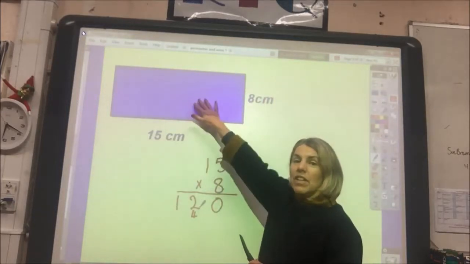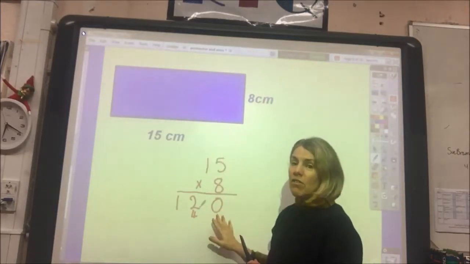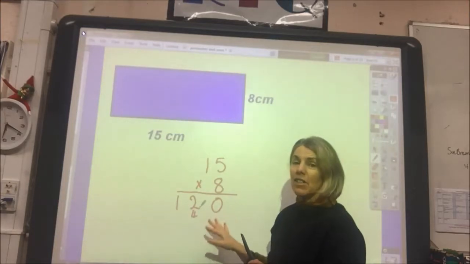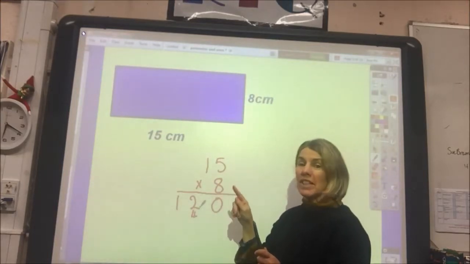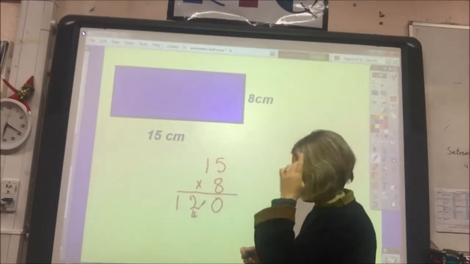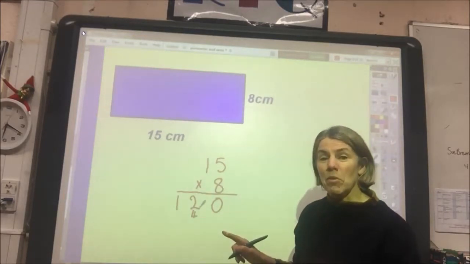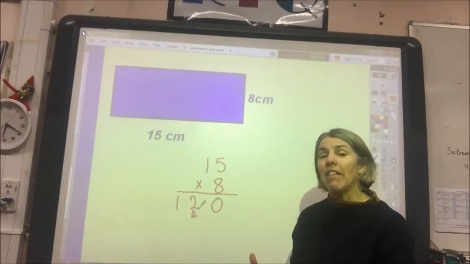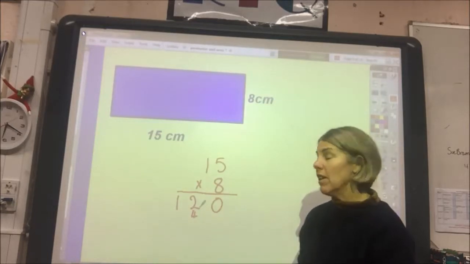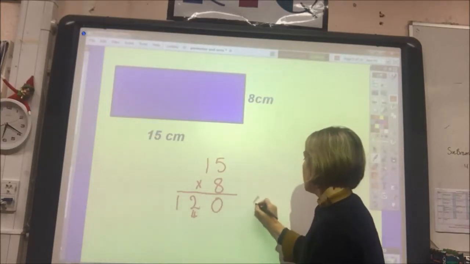That means that within this big rectangle we have 120 squares that each measure 1 centimetre by 1 centimetre. That's a lot of squares. So we need to tell everybody what our area is. That is our area, 120 squares. Okay, so we write down the answer like this.